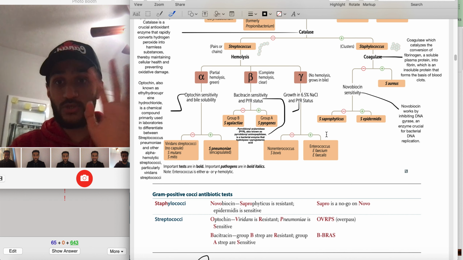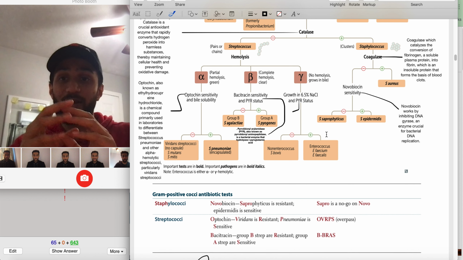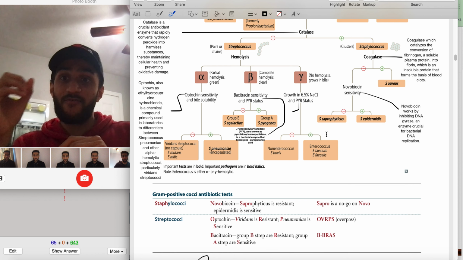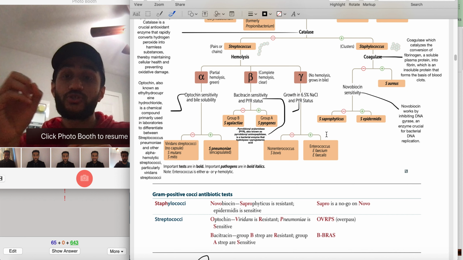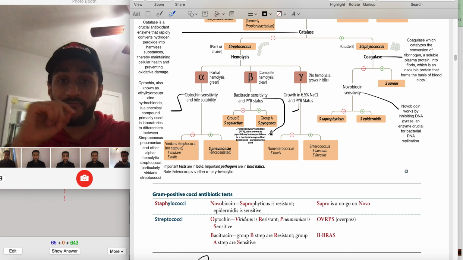So these are going to be divided into three groups, two bacteria each. We're going to start off with alpha hemolysis over here. Alpha hemolysis is now divided into two groups of bacteria. One that is optochin sensitive and bile soluble. That's going to be Strep pneumo, a very, very important bacteria for pneumonia and meningitis and other stuff.